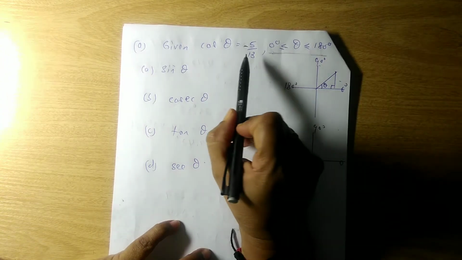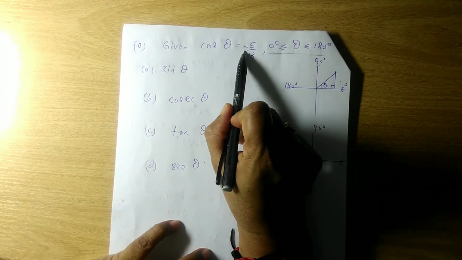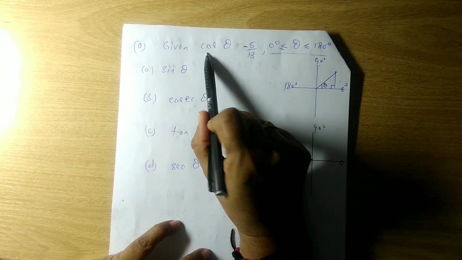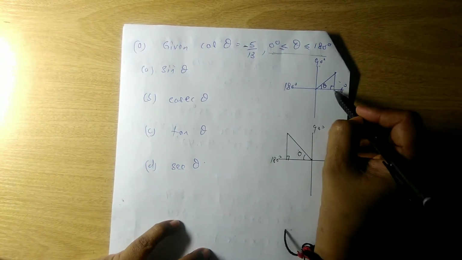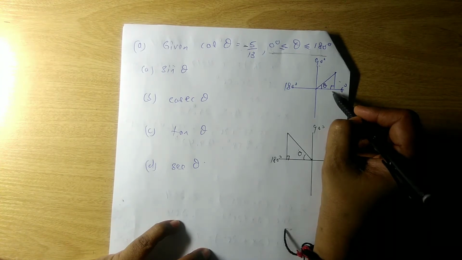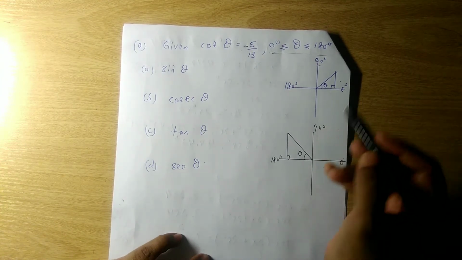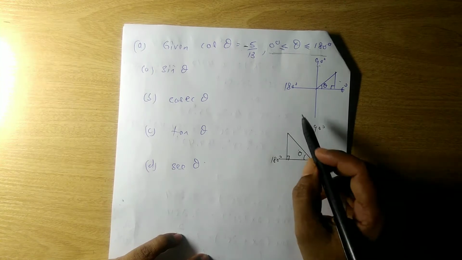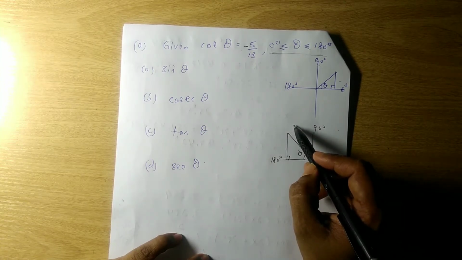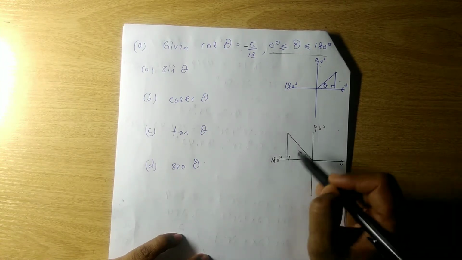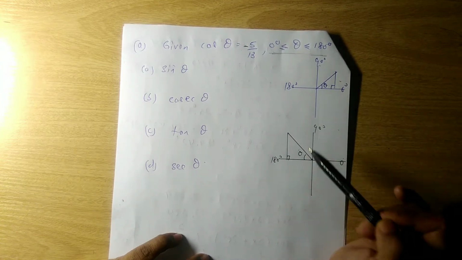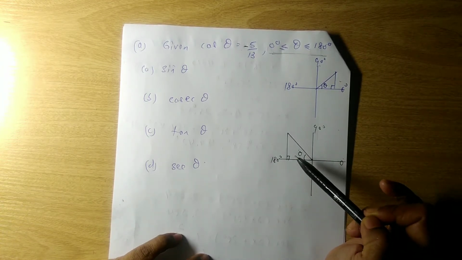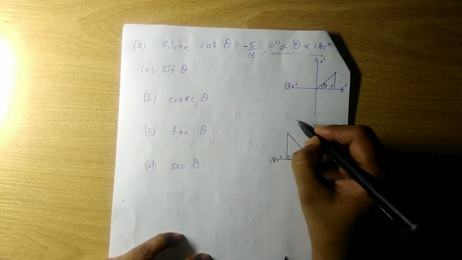But what we do is we look at the negative, meaning my cosine in whichever quadrant I pick has to be negative. In the first quadrant, all the functions are positive, and in the second quadrant only sine is positive. That means the other two, cosine and tangent, will be negative. So my cos is in this quadrant, and this is the diagram that I'm going to look at.